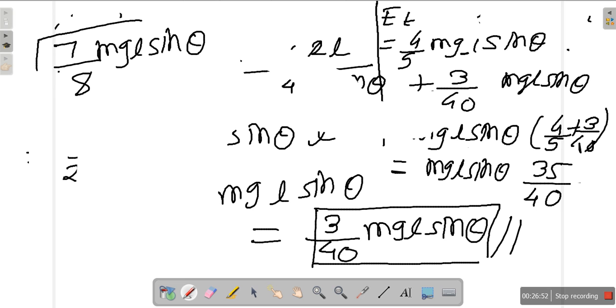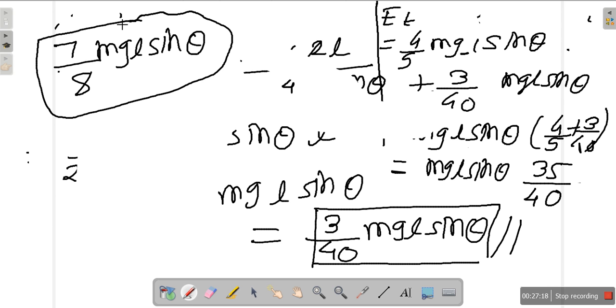So this is the total energy as the body rolls down through a distance L under a condition when there is slipping as well as rolling. So the answer is 7 by 8 mgl sine theta.